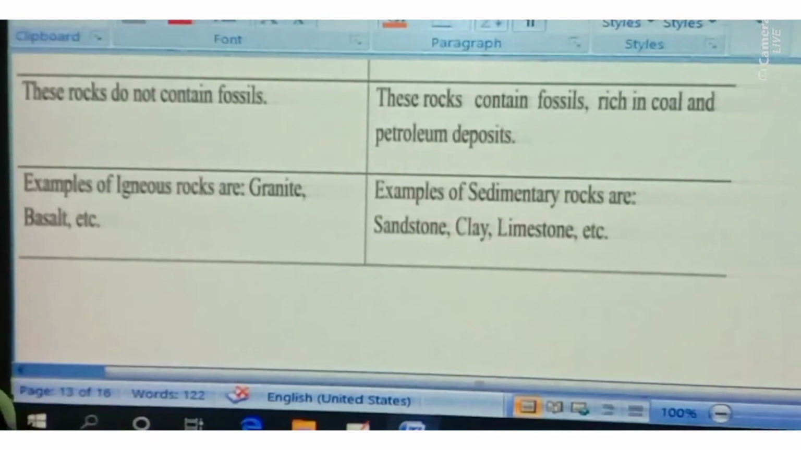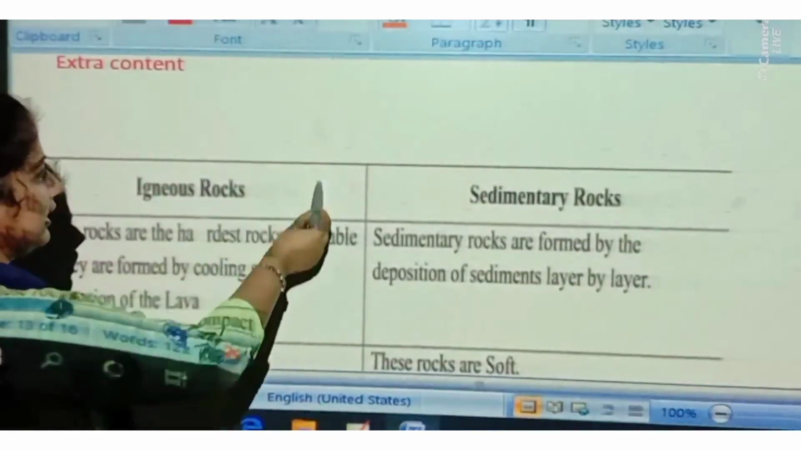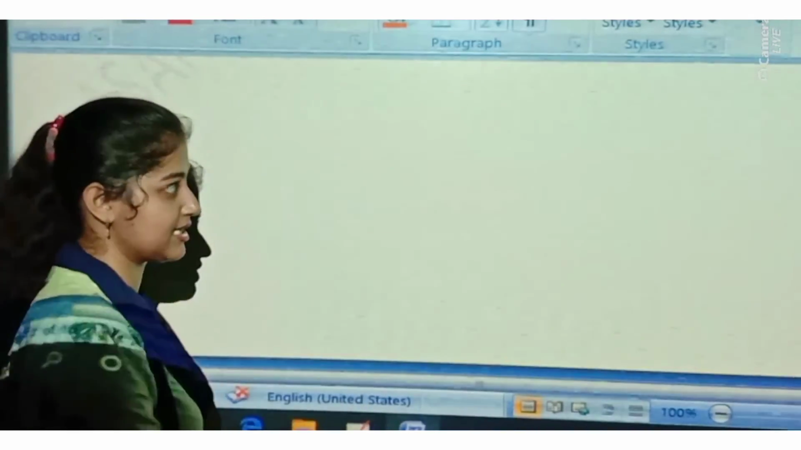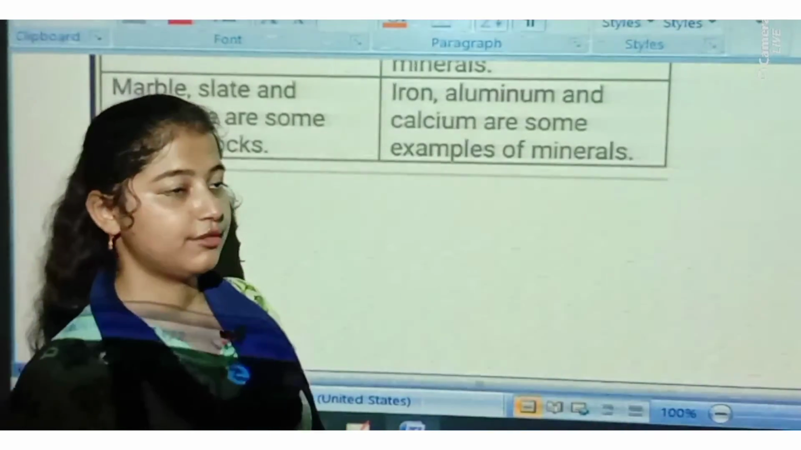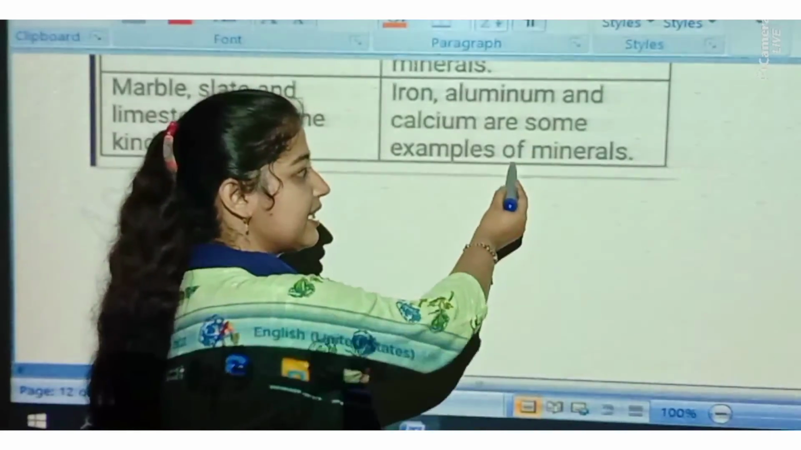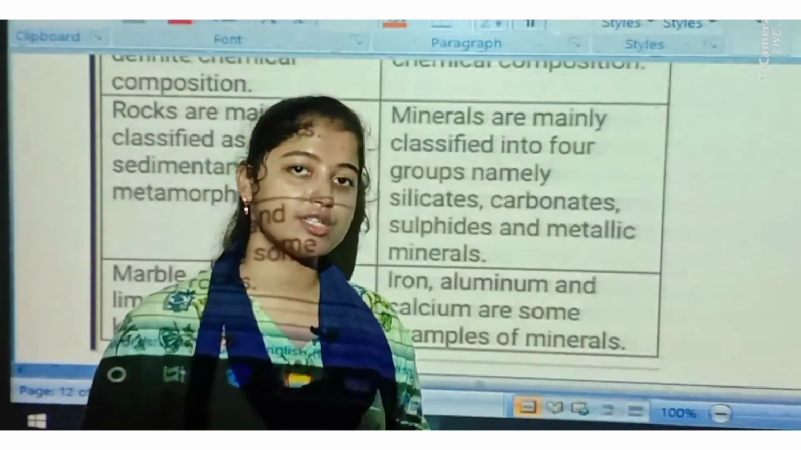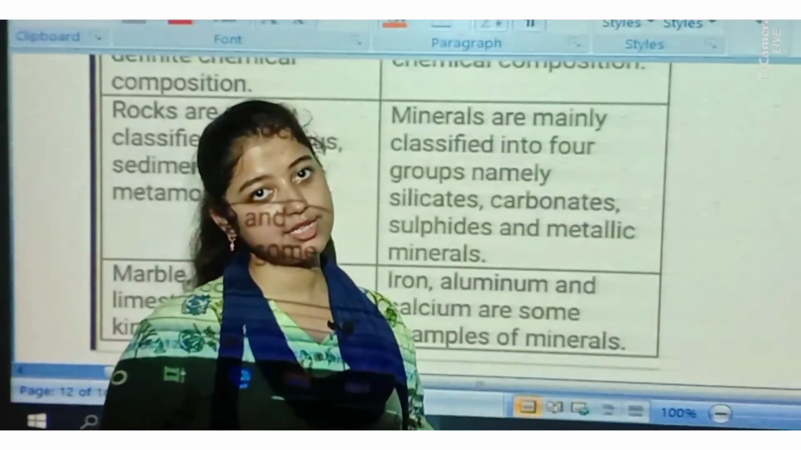An example of igneous rock is basically granite, and examples of sedimentary rocks are sandstone, clay and limestone. So this is the total segment on the inside of the earth, right? In these segments we learned a few things better, like the interior of the earth, the tectonic plate segment, and the rocks and minerals portion.